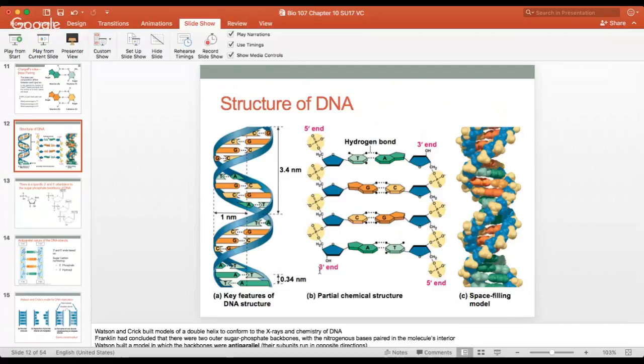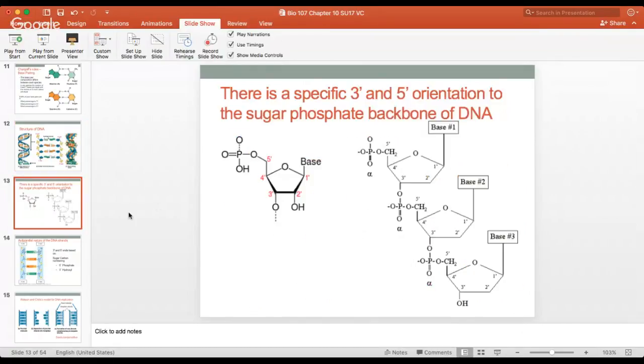And here's why that matters. Because if we read this strand of DNA over here from 3 to 5, we're going to read it A, C, G, T in that specific order. If we read it the other way, we would read it T, G, C, A. And those are very different pieces of information, right? Those letters are in completely different direction. So knowing what direction to read it and understanding that DNA has directionality is very important for genes and how we read genes and understand genes and can transcribe and translate those genes.